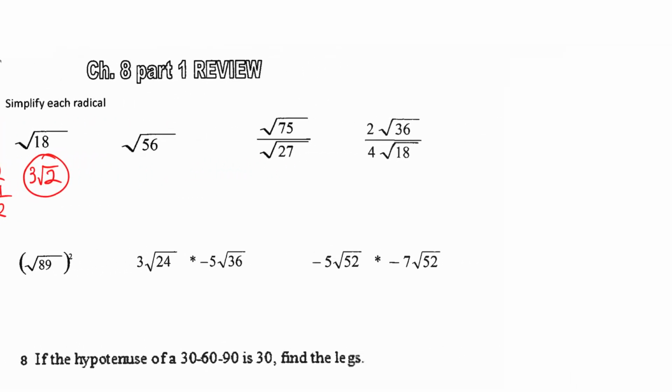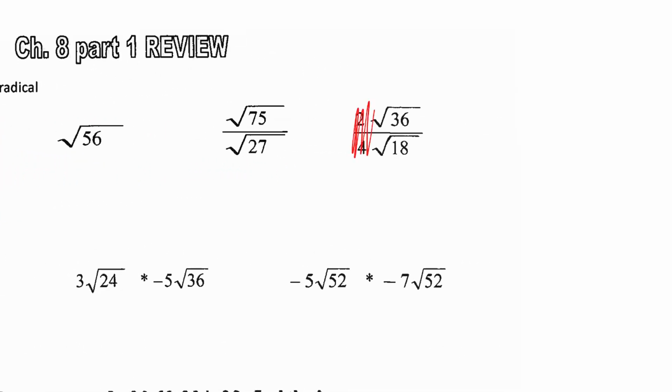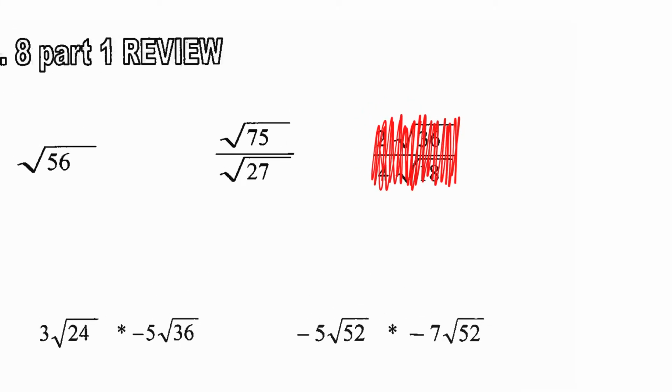Okay, I'm going to let you do that 56 one. Don't worry about doing this one right here; let's scratch this one off. Let's work this one out together real quick. I'll tell you 75 breaks down as 5 times 5 times 3, and 27 breaks down as 3 times 3 times 3. Sorry, I had that mixed up at first.